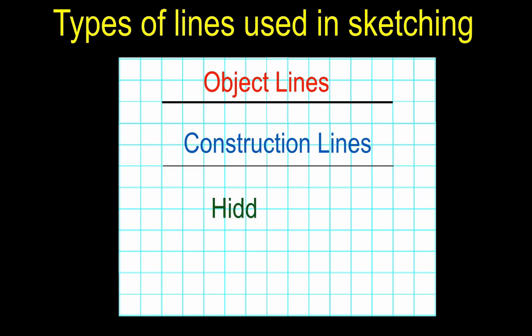Hidden lines. What this means is lines that you can't see but exist in 2 dimensions. So it may be something that's behind what you're seeing. The way you show that is you use a simple dotted line.